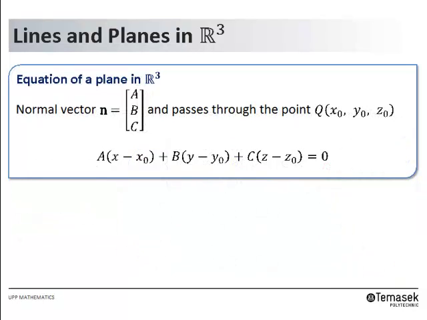Now, for a plane in R3, suppose it has normal vector n and contains a point Q. The plane equation is given as follows. Notice that this can be simplified further if we expand the algebraic form. Since a, b, c, and x0, y0, z0 are all constants, we can put them together.